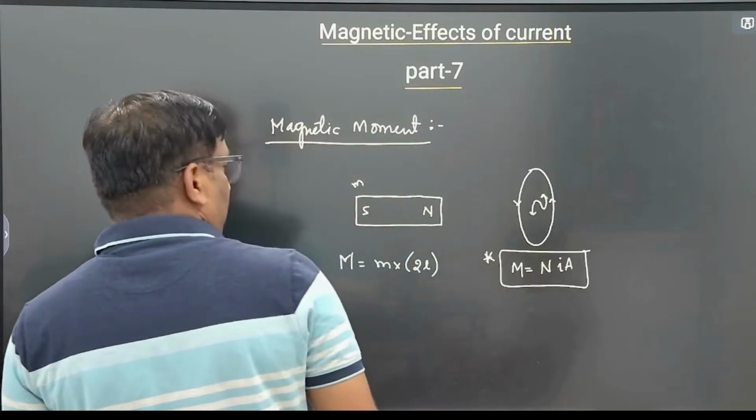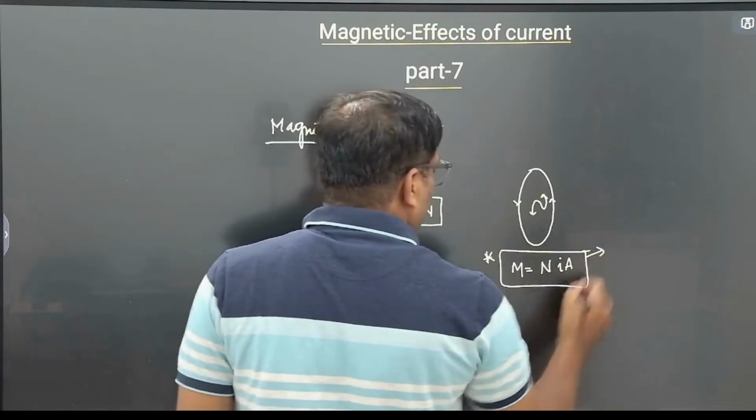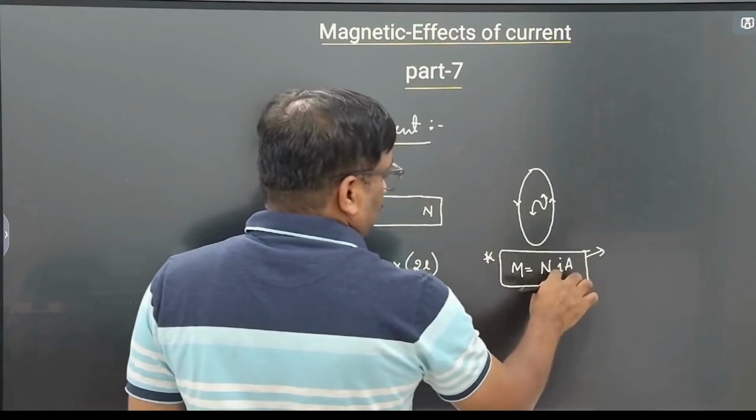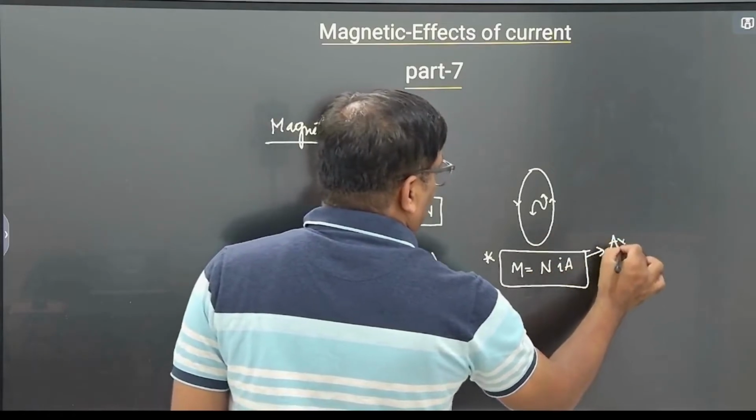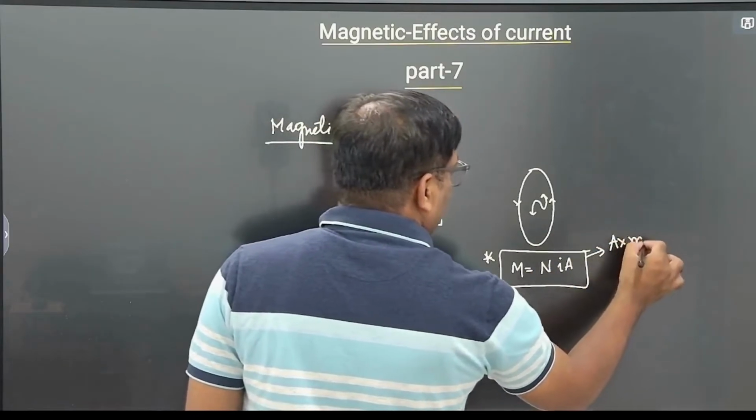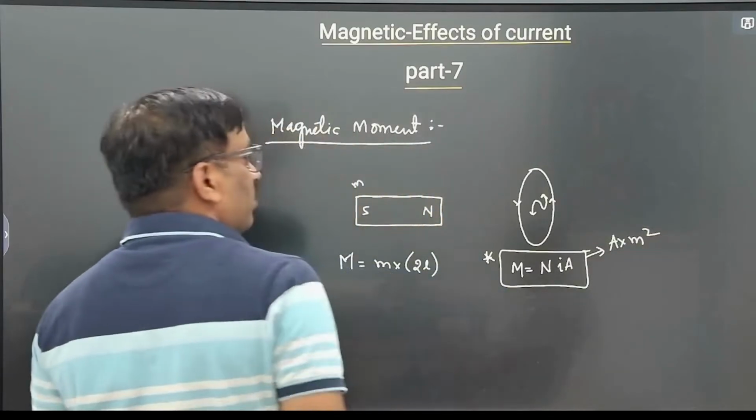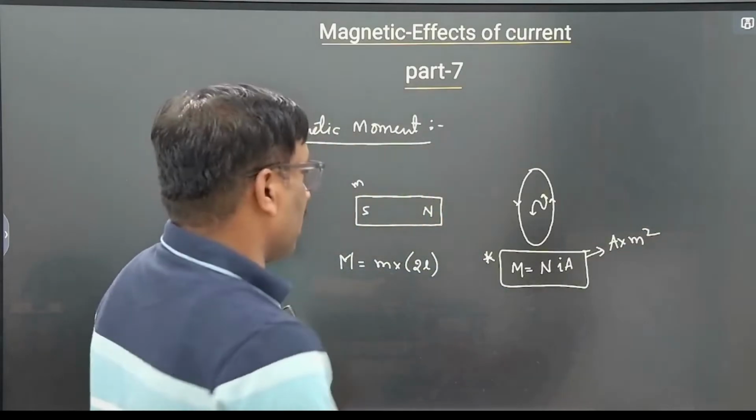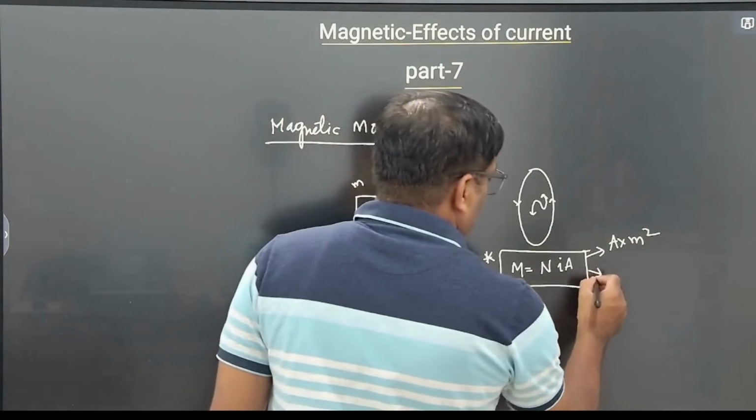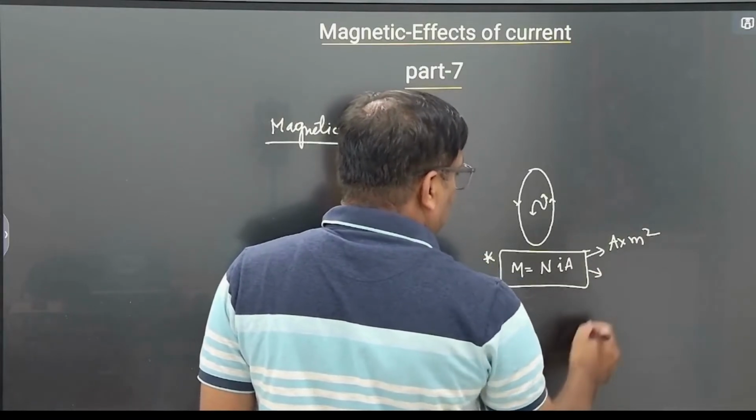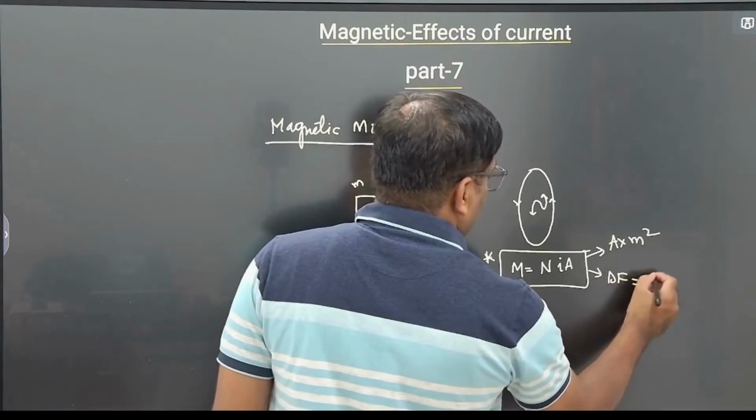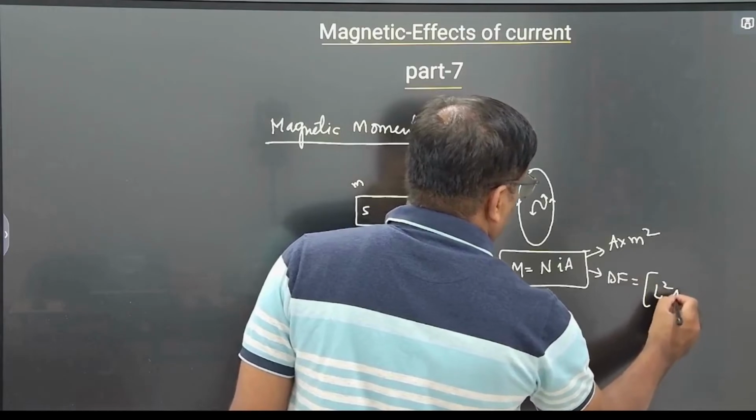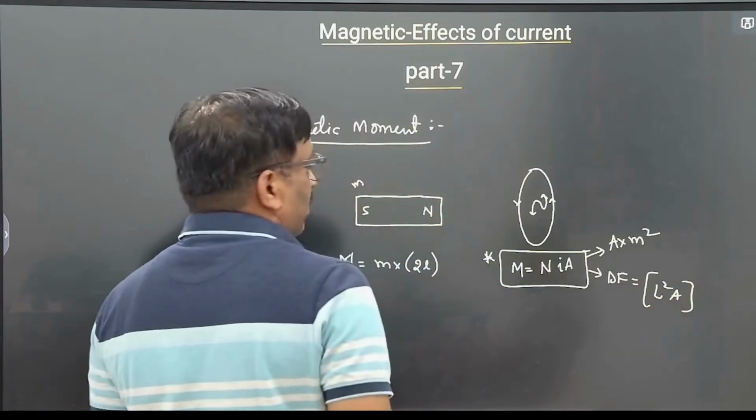So magnetic moment, what is the unit now? Unit of this is number of turns, current is ampere, into area which is meter square. Ampere into meter square is the SI unit, right? So what is the dimensional formula here now? L square into A. So this is your dimensional formula.